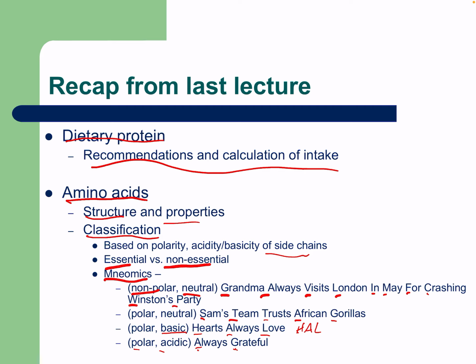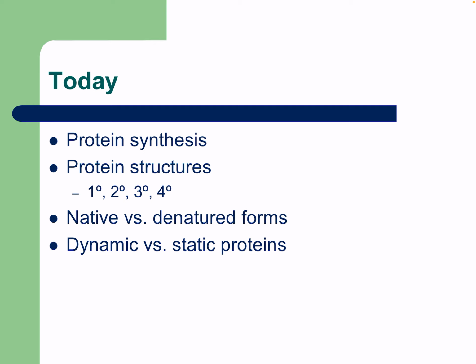So again, for something like the MCAT, you're pretty much going to have to remember these as well as their structure likely. So I recommend going back to the last lecture and going through them, draw them out, and note the differences. So today we're going to be looking at protein synthesis, the protein structures with our primary, secondary, tertiary, and quaternary, also native versus denatured forms, and dynamic versus static proteins.